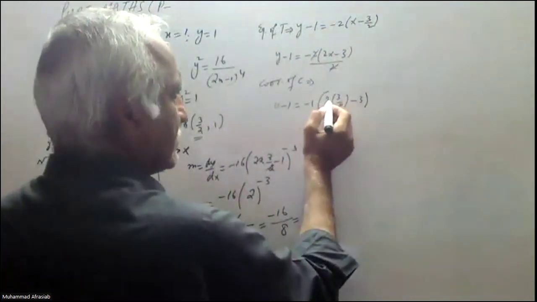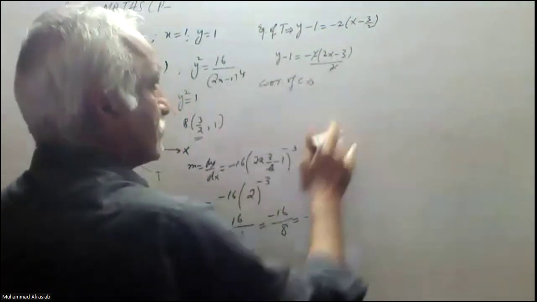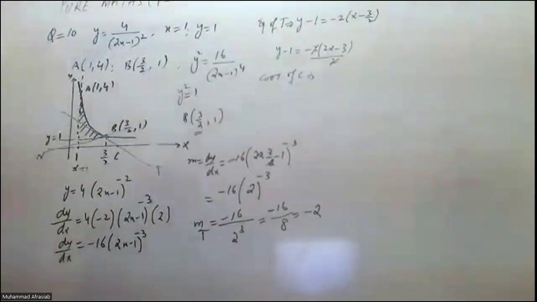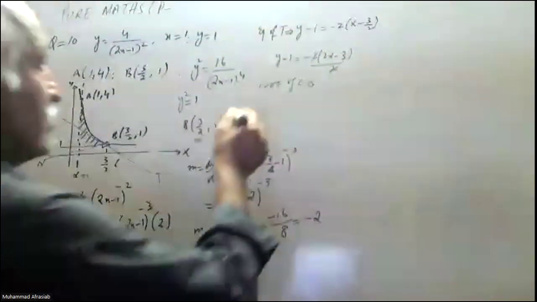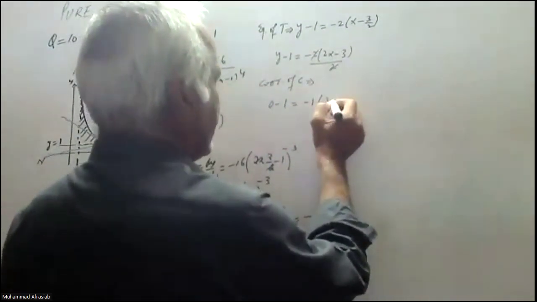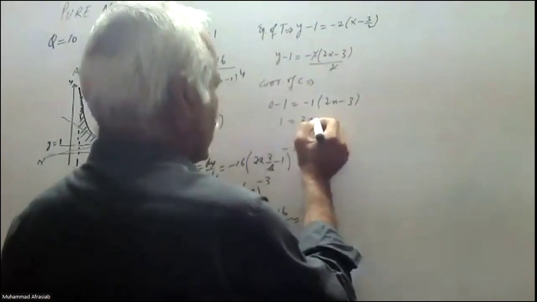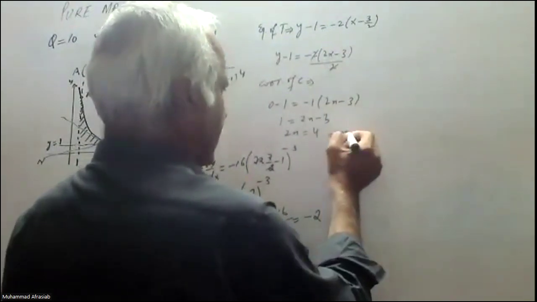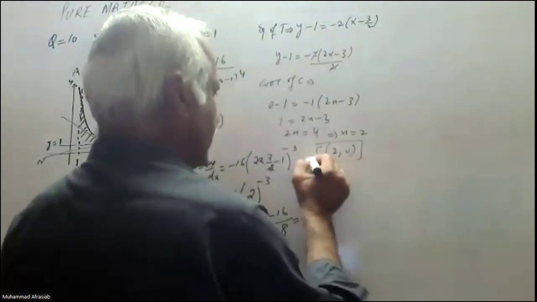So this 2 and 2 cancel. So y is 0 there. Minus 1 is equal to minus 1 into (2x minus 3). So minus and minus plus. So 1 is equal to 2x minus 3. So 2x is equal to 4 or x is equal to 2. So the coordinates of C there is 2 and 0 there.